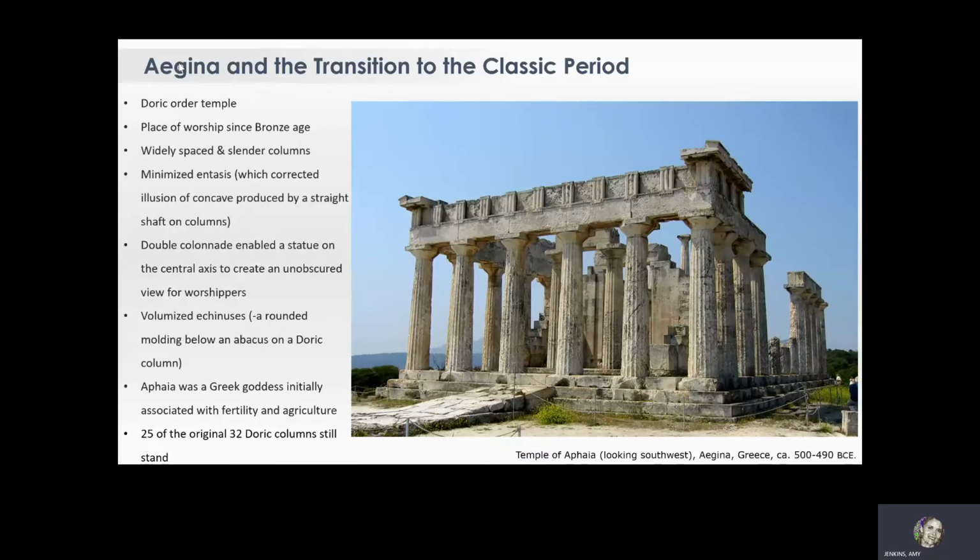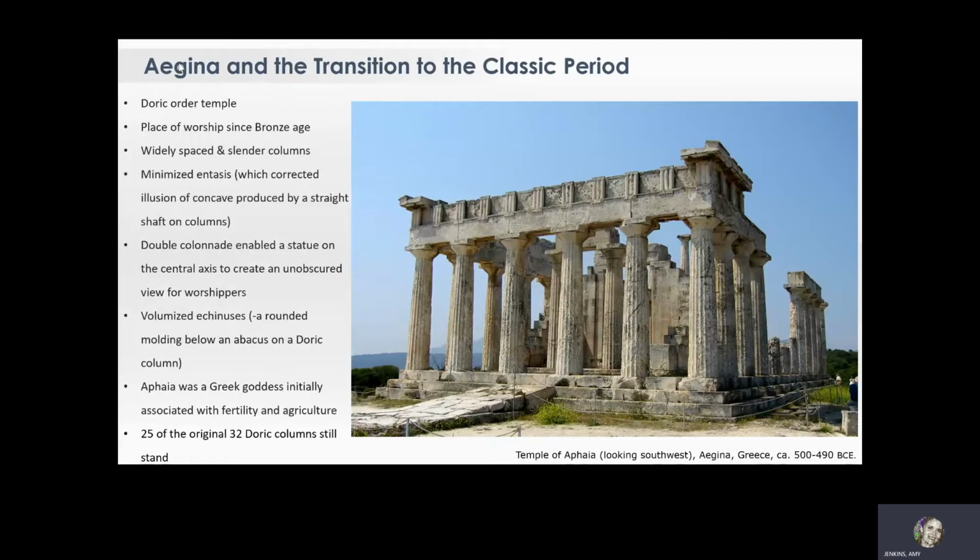Aegina and the transition to the classical period. This is the Temple of Aphaea looking southwest, Aegina, Greece, circa 500 to 490 BCE. It's a Doric order temple. It's been a place of worship since the Bronze Age. We have widely spaced and slender columns.